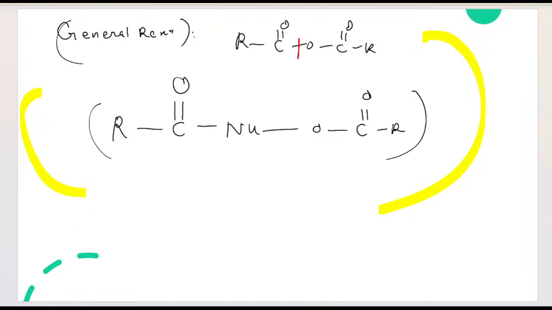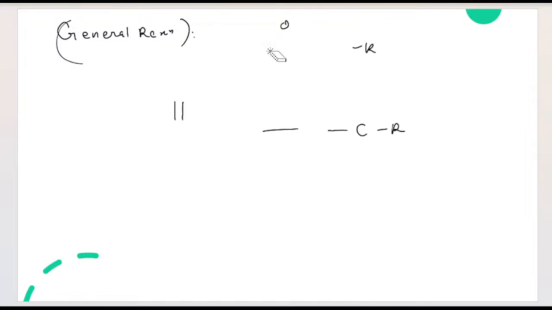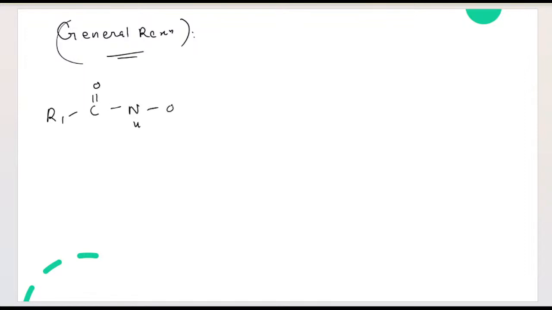Let me write the general reaction. We are going to discuss the question as well from this part. So the general reaction: you have R, CO, then NH and O and CO, and this is some R2. Just try to understand, we can use any R. They can be the same, they can be different. It is not the issue here.